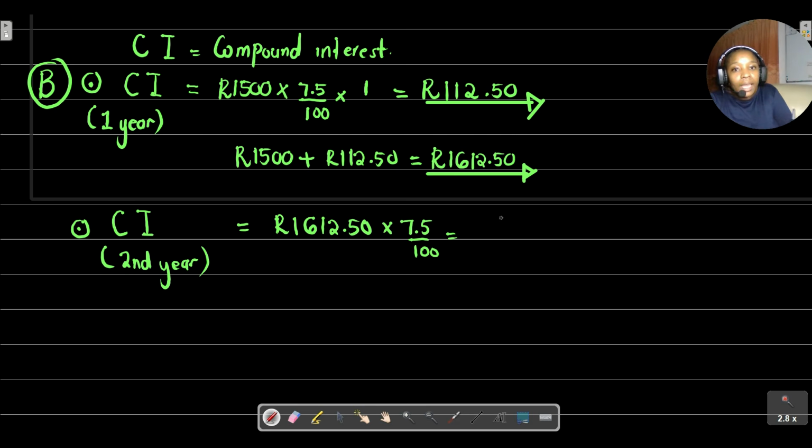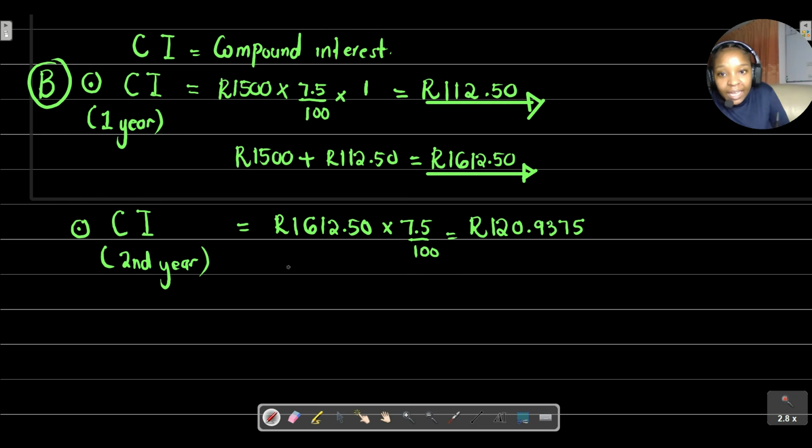You'll get that in the second year, you will earn an interest of 120 rand 0.9375. We are not gonna round off anything. We are just gonna round off our final amount. So this is just the interest that you'll earn in the second year. So that basically means that for us to calculate the interest that we will get in the third year, the final year of our investment period, we need to use the accumulated amount.